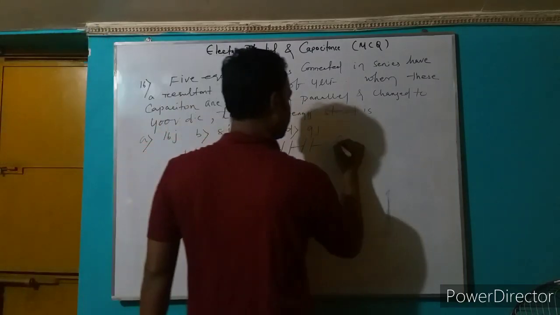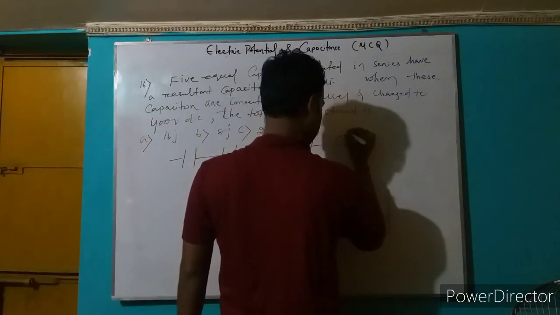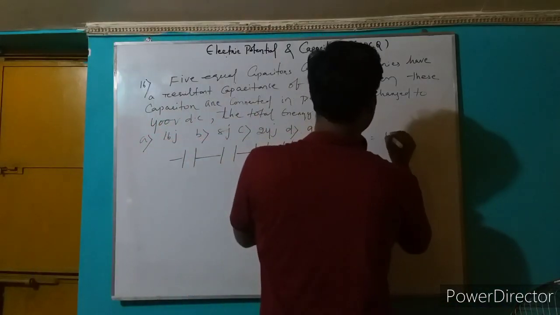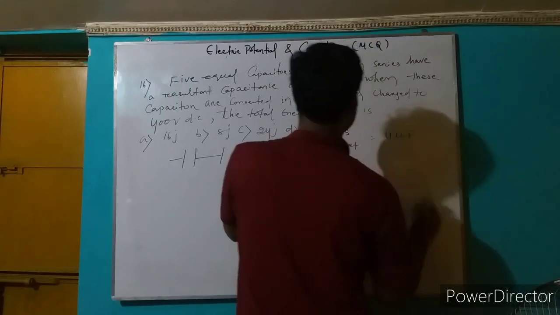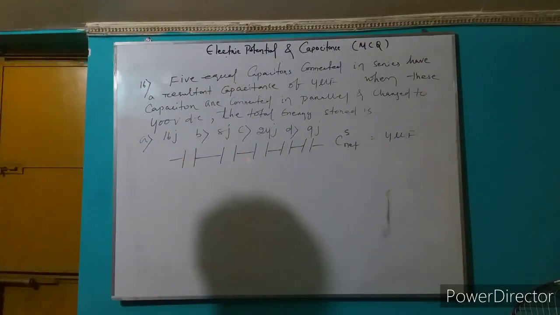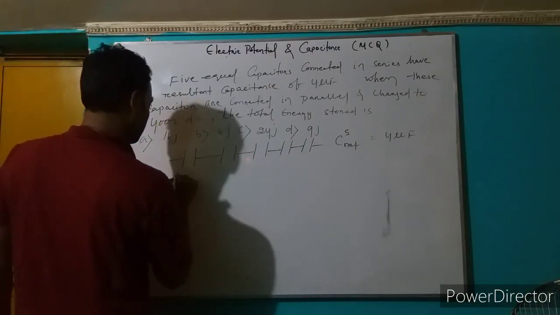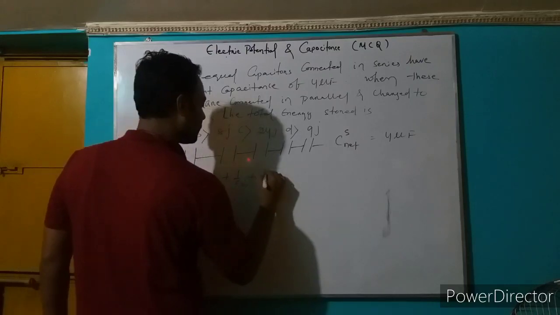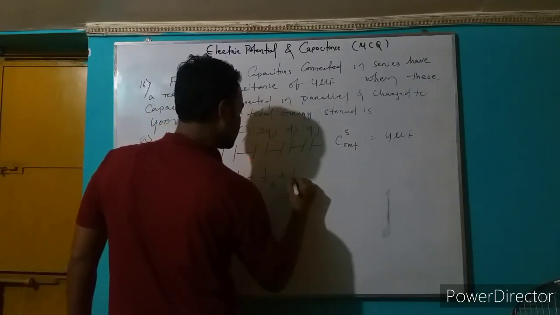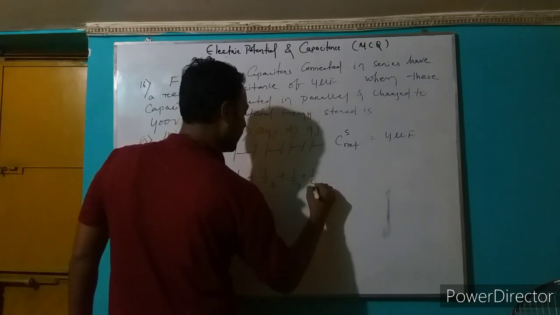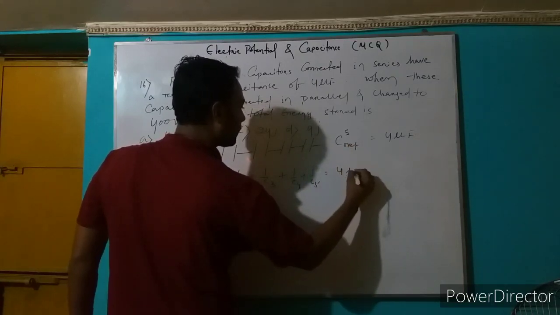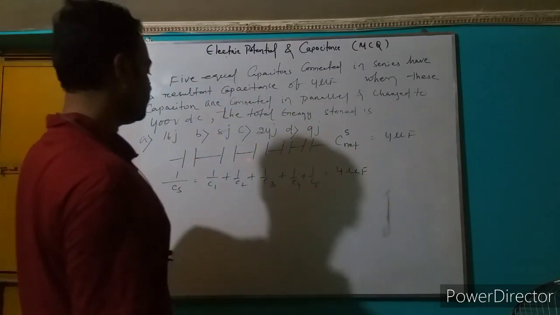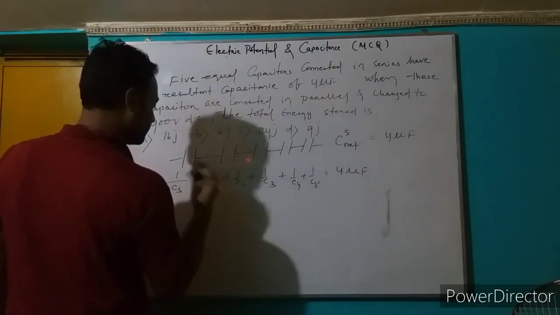So the net capacitance, C net, is equal to 4 microfarad. Okay, so C net means what? That means 1 by Cs equals 1 by C1 plus 1 by C2 plus 1 by C3 plus 1 by C4 plus 1 by C5, which is equal to 4 microfarad. That is the net capacitance value.